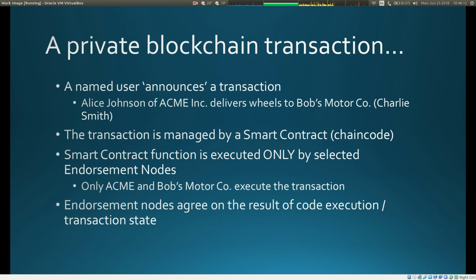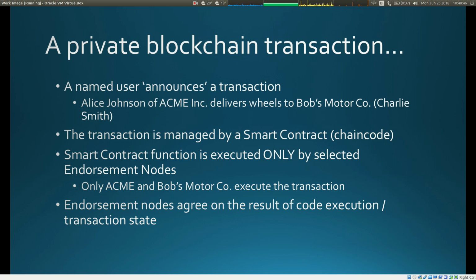This transaction, the delivery of those wheels, is going to be managed by a smart contract, or chaincode in Hyperledger terms. The smart contract function is only going to be executed by nodes that are being run by Acme or Bob's Motors. And this is very different from Ethereum, where all nodes on the network simultaneously execute that smart contract function. In Hyperledger, only the participants in a transaction execute the chaincode or the smart contract code behind it. And that's very much by design.